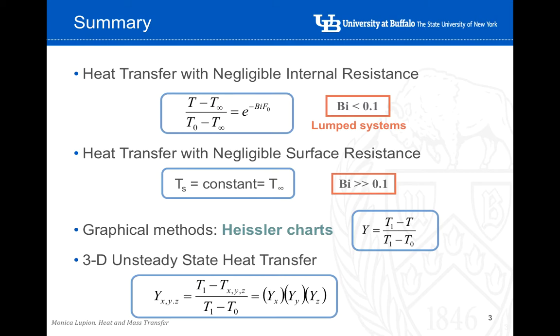Then we reviewed the graphical methods available to solve the general equation for unsteady state conduction. Those are the Heisler charts that you can find in Appendix F in your textbook. Using those charts will allow us to relate the temperature and time.